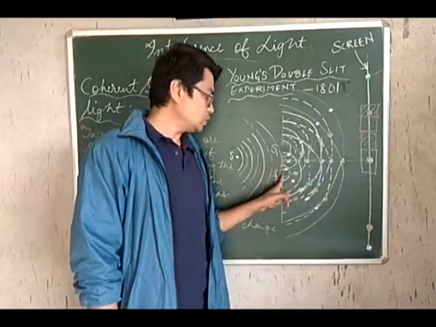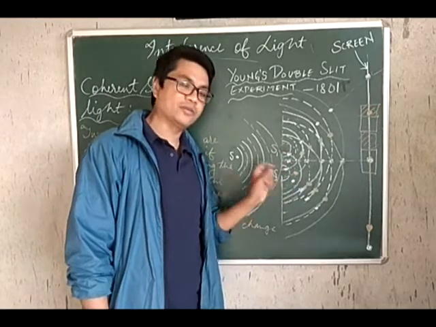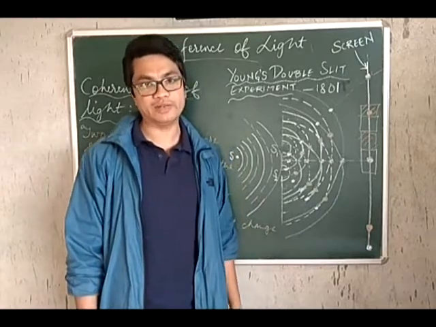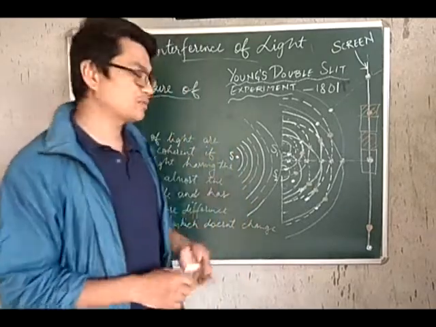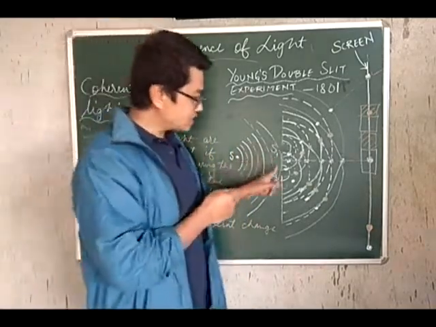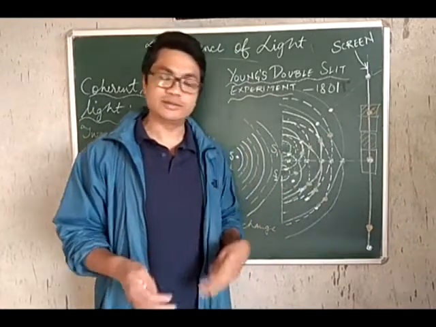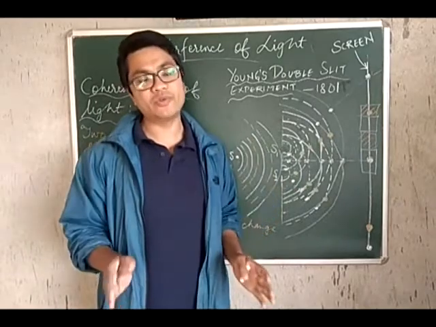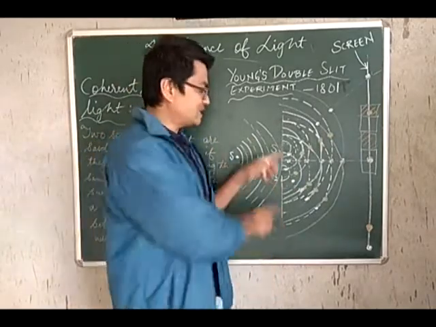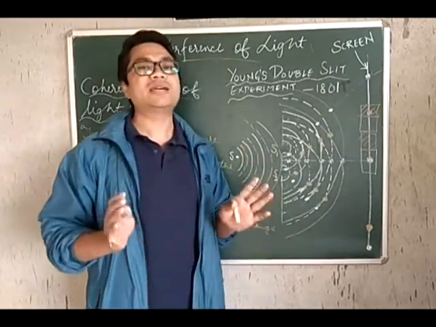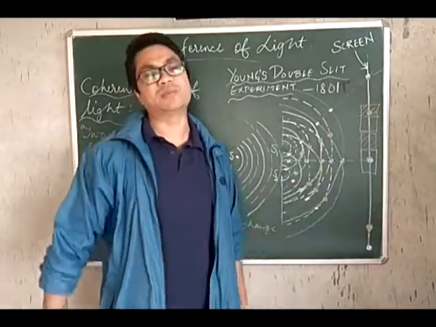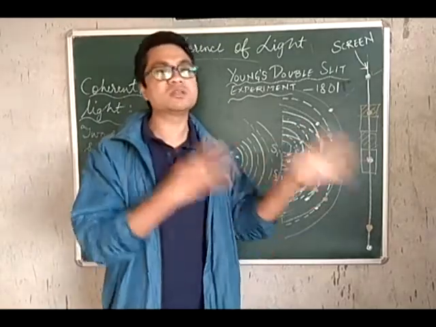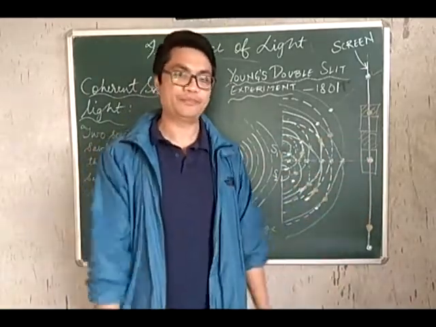Now, these two sources of light, the two slits S1 and S2, are called coherent sources of light. What are coherent sources of light? This is the definition: two sources of light are said to be coherent if they emit light having the same frequency, they are almost of the same amplitude, and they have a constant phase difference between them. Constant phase difference means a phase difference which does not change with time.